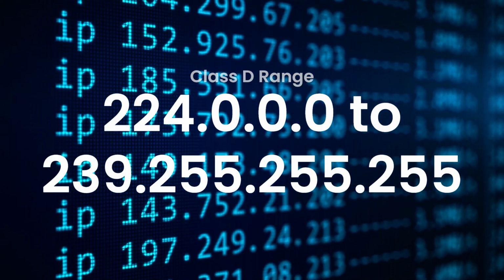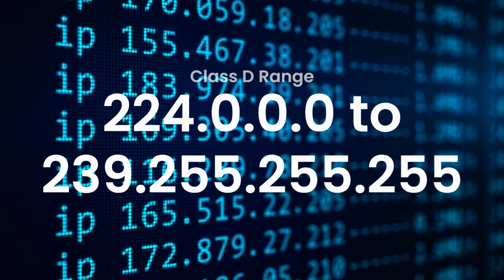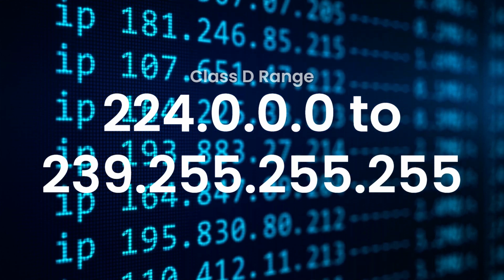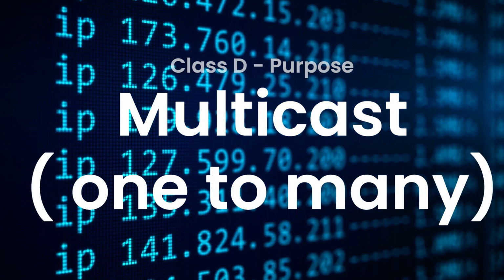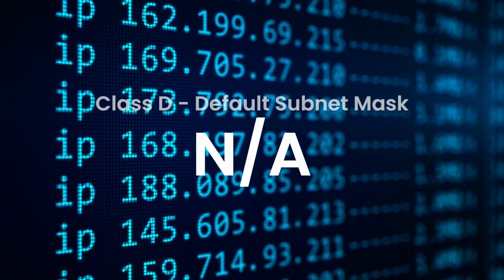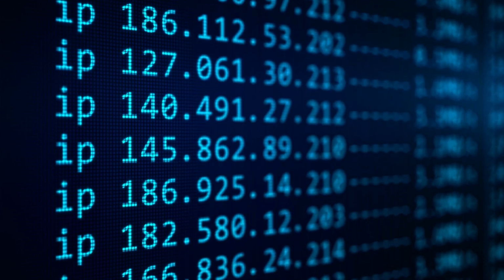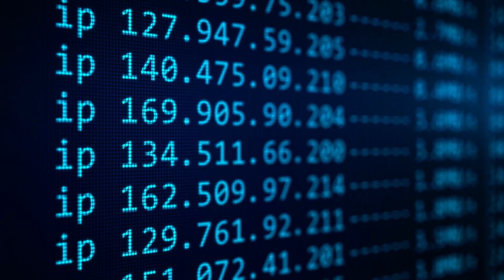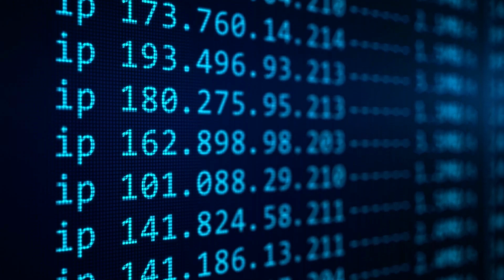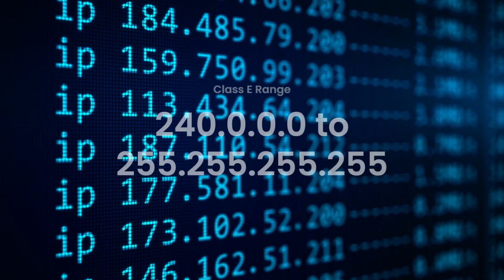Next, we have the Class D subnet with a range of 224.0.0.0 to 239.255.255.255. Purpose: multicast. Default subnet mask, not applicable. Network and host bits, not applicable. Class D addresses are reserved for multicast groups, which allow one-to-many communication. They are not used for typical network addressing and lack subnet masks.